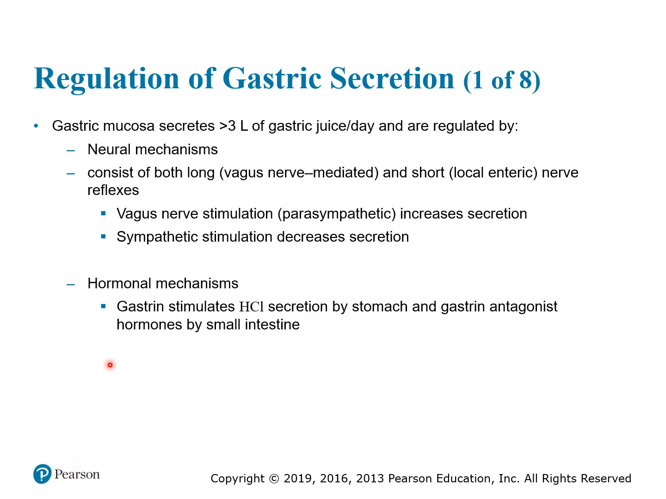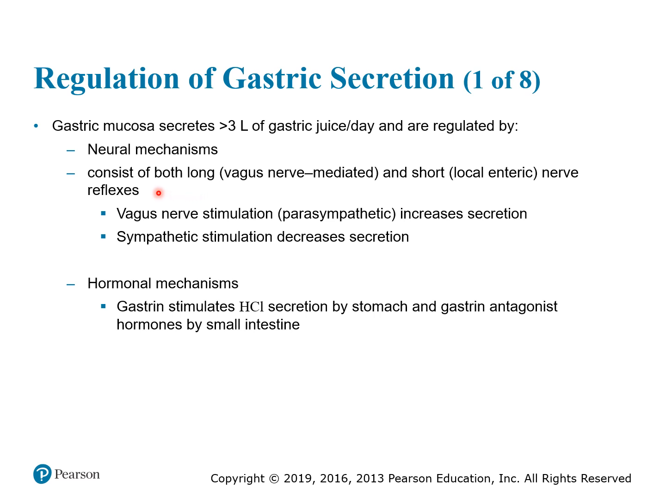Now, how is the gastric secretion regulated? The gastric mucosa secretes more than 3 liters of gastric juice per day, and this secretion is regulated by the neural mechanisms and the hormonal mechanisms. Neural mechanisms consist of both long and short reflexes.